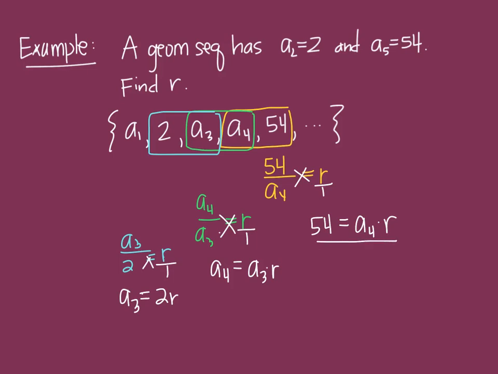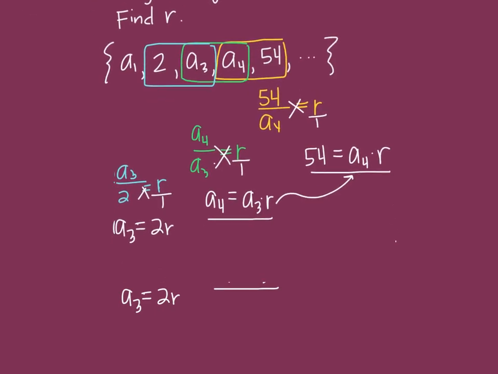54 equals A sub 4 times R. What does A sub 4 equal? Well, A sub 4 equals A sub 3 times R. So I'm going to substitute that in. That will give me 54 equals, instead of A sub 4, I now have A sub 3 times R times the other R.